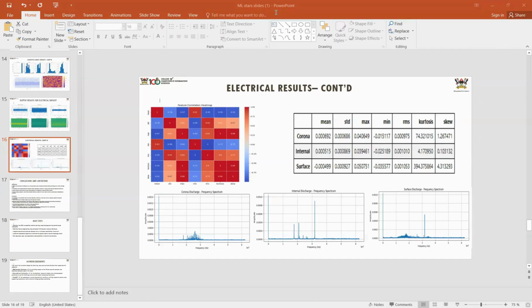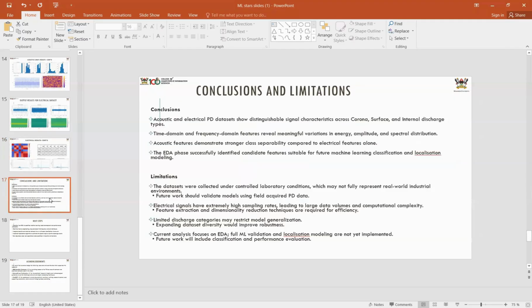If we look further at the different graphs, this also helps us reflect on the different frequencies, which show that the internal discharge is more distributed compared to the corona discharge, whereas the corona discharge has very compact frequency ranges over the different samples, and its intensity seems to be higher, but the one that has the highest spark is the internal discharge. Then if we go to the next slide, we're going to reach our conclusion and limitations.